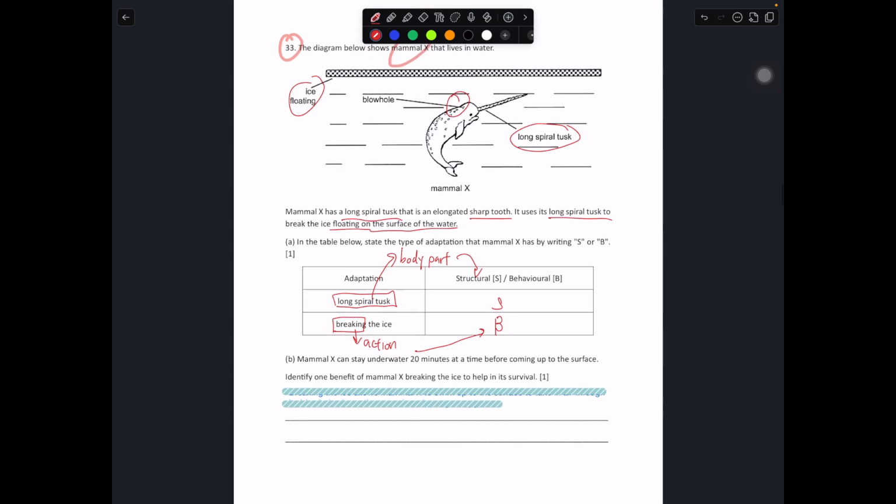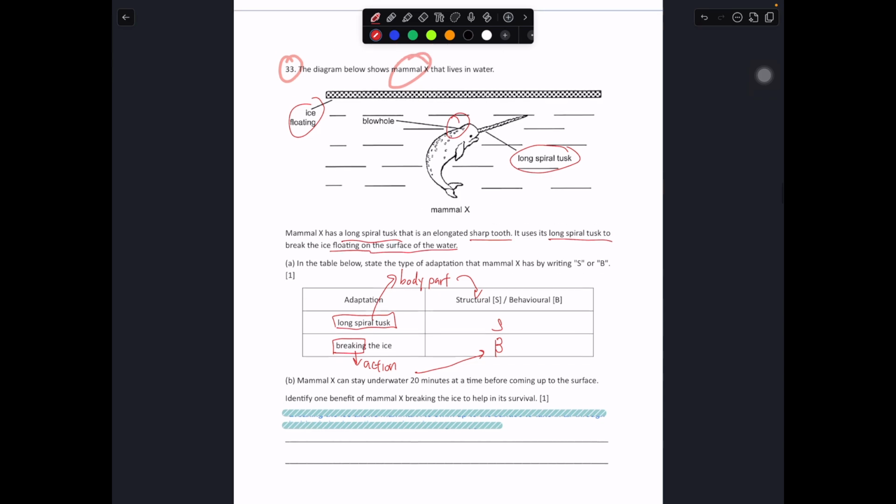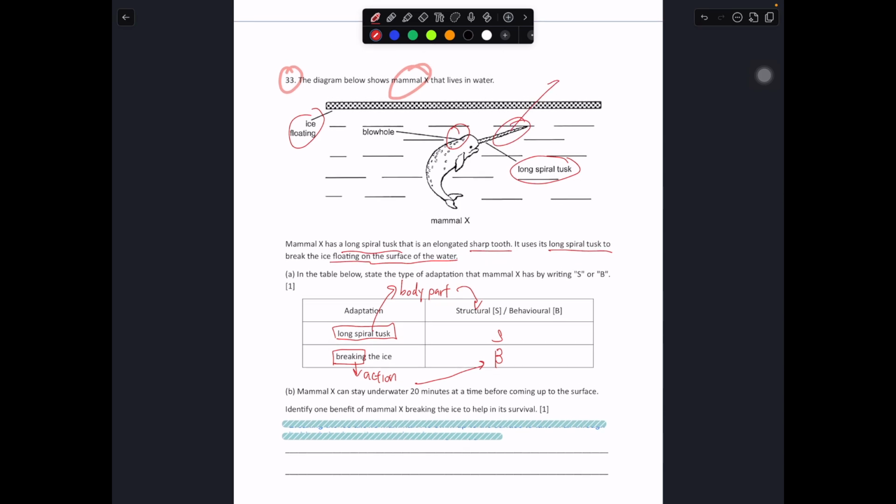Identify one benefit of mammal X breaking the ice to help with its survival. Okay, so if you take a look heavily at it, I want to break the ice, so I want to get up to the surface. So what is this mammal trying to do? It's trying to make sure that the air can enter into the blowhole, so that the mammal can breathe.